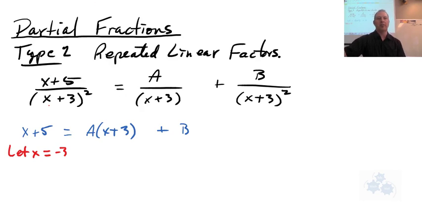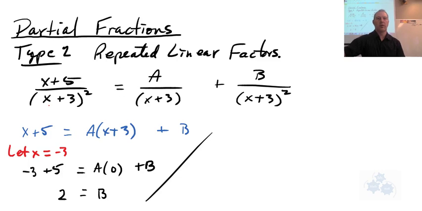So if we do this, then we can say -3 plus 5 equals a times 0 plus b, and we get b pretty quick here. Looks like b is 2. And if we have b equals 2, we can basically, okay, so let's let b equal 2 because we know that already.